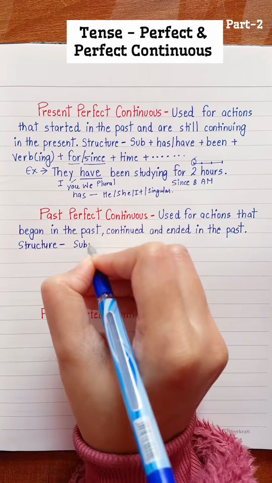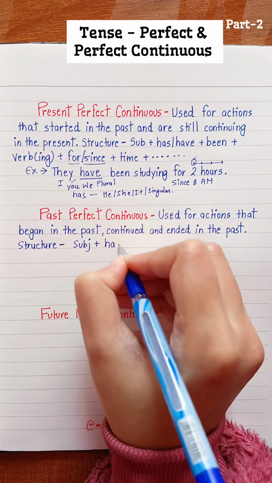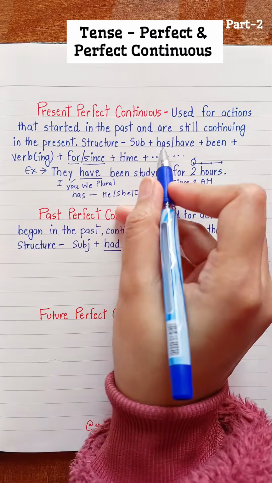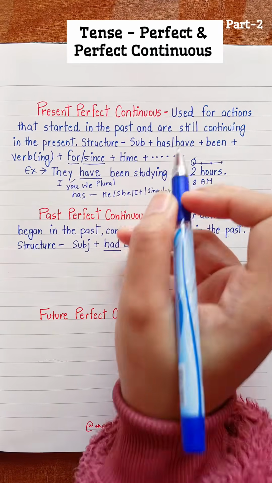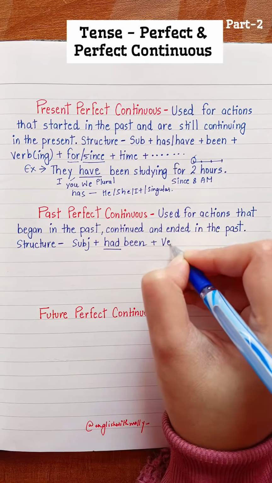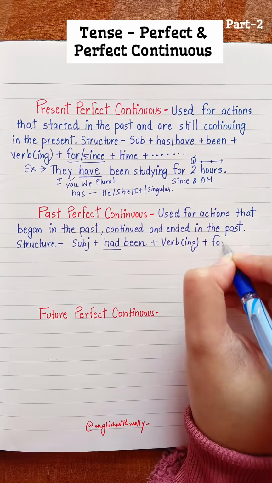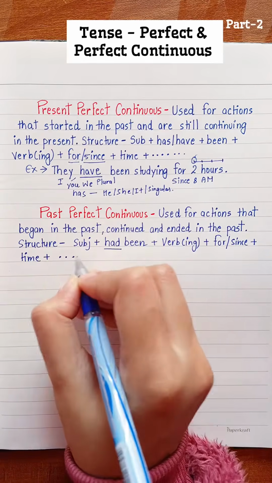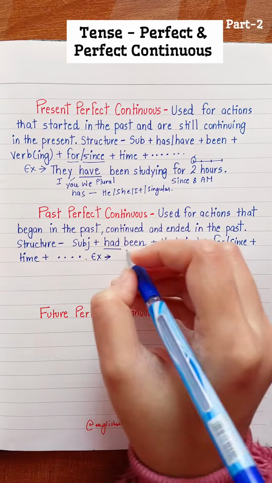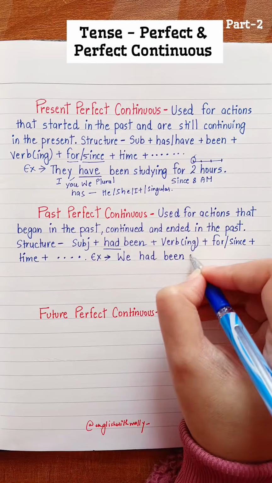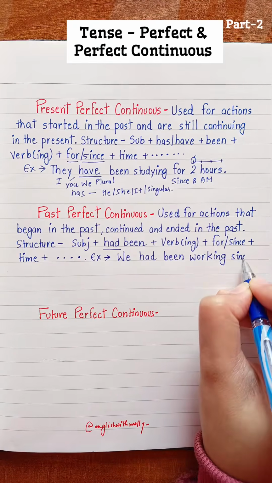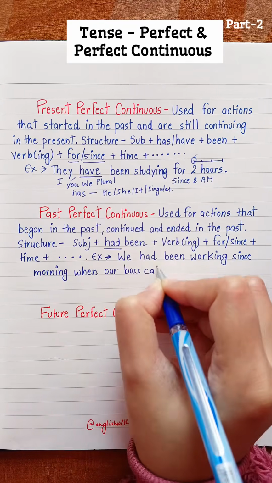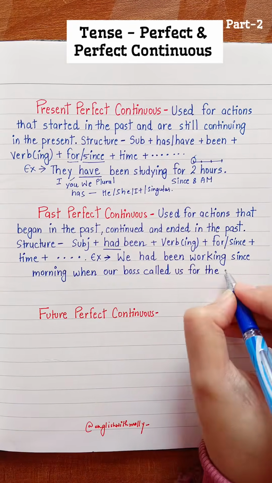First, we are going to take the subject plus had been. Had been. In the present we had has or have according to the subjects, but here we use had been for all the subjects. Subject plus had been plus verb plus ing plus for or since plus the time and the remaining sentence. Let's see an example. We had been working since morning when our boss called us for the meeting.